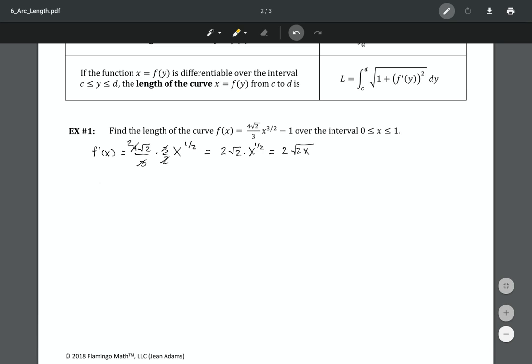All right, so now I'm going to use the formula. I know that the length is the integral, in this case, between 0 and 1 of the derivative squared dx. All right, so let's simplify. 2 squared is 4. And then square root of 2x squared is just 2x. So this is 4 times 2x, which I'm going to go ahead and just write as 8x.